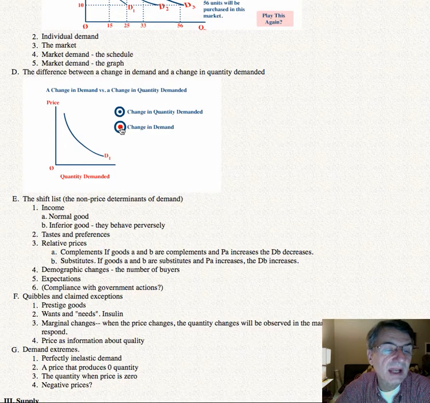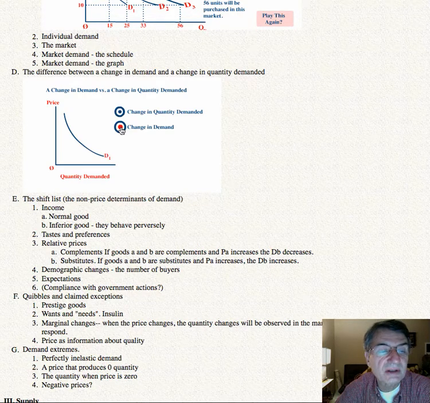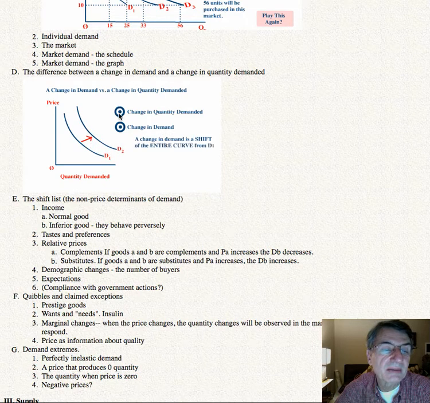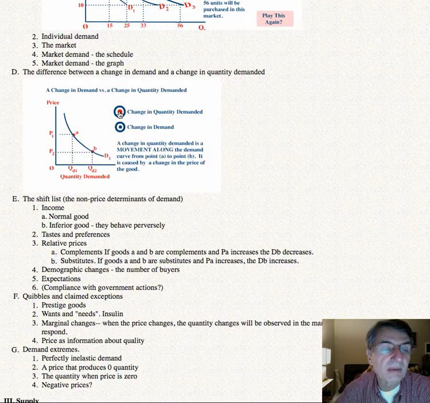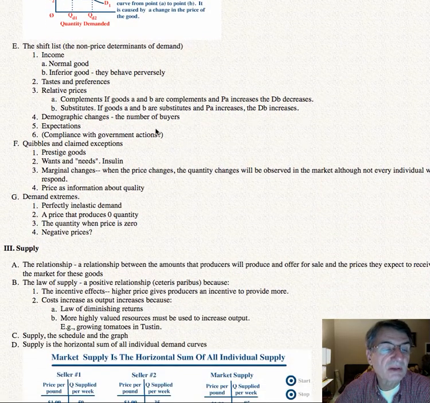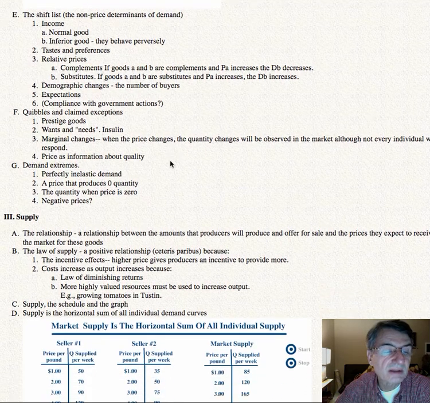The difference between a change in demand and a change in quantity demanded: if I press the change in demand button, what's going to happen here? Is a change in demand a movement along this demand curve or a shift? Oh, it's a shift. How about this one? Oh, it's a movement from point A to point B because only the price has changed. So these are all the shift factors, the constants.